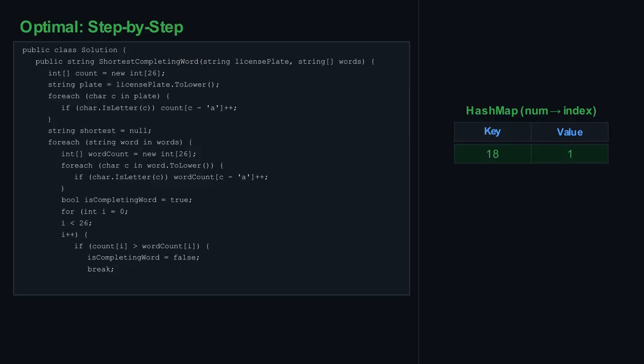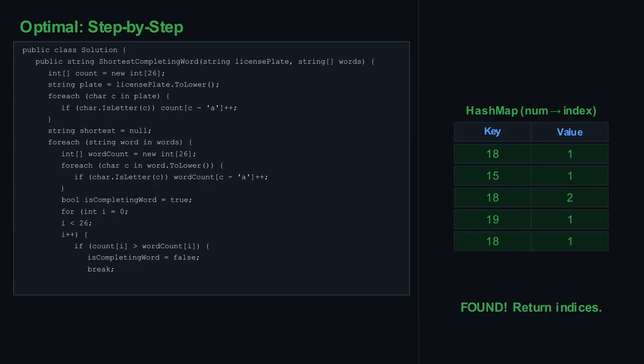Plate is 1s3pst. We create our requirement array of 26 zeros. We see 1, ignore it. We see s, so index 18 becomes 1. We see 3, ignore it. We see p, so index 15 becomes 1. We see s, so index 18 becomes 2. We see t, so index 19 becomes 1. Our requirement map is now: index 15 is 1, index 18 is 2, index 19 is 1, all others are 0. Now we look at the first word, step.